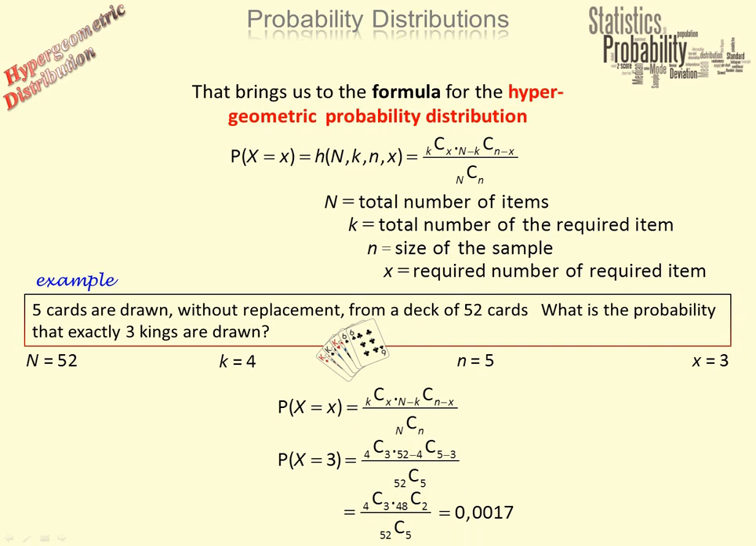For those of you who are poker players, there's not a big chance of drawing 3 kings, but I suppose you can multiply that by 13 to find your probability of drawing a trip.